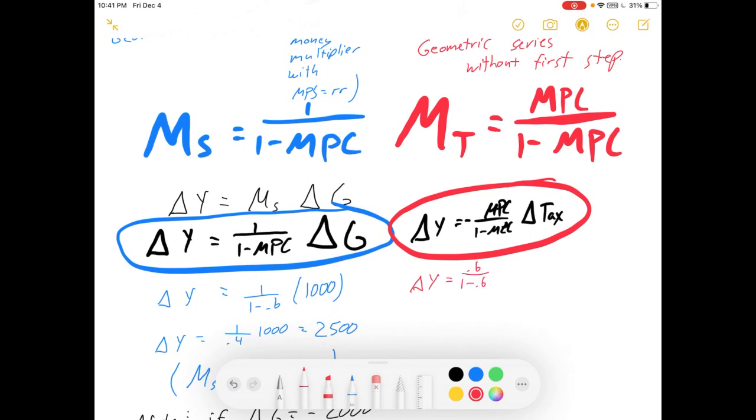And so in our current example with the $1,000 tax cut, the change in tax was minus 1,000. So this is going to come out to be, let's see, negative 0.6 over 0.4, which is 1.5, times negative 1,000. And those negatives are going to cancel out, and it's going to be 1,500. So cutting taxes by 1,000 raised GDP by 1,500.